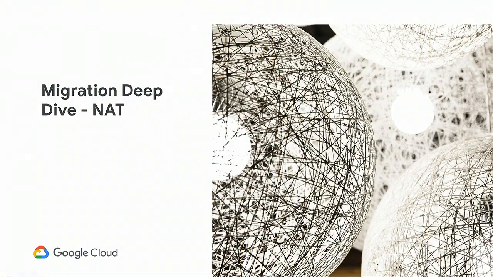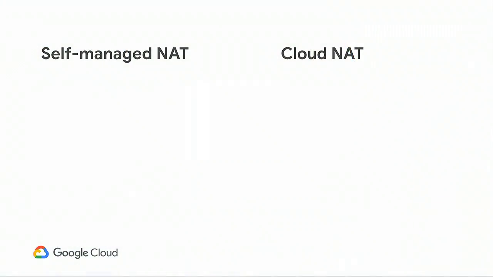Now I want to focus on a particular network service, which is network address translation. The reason I bring this up is because there are a few considerations with its implementation, and I believe it will be useful for you to be aware of them. Firstly, there are two approaches to implementing NAT in GCP. The first one is self-managed NAT, where you run a VM with NAT software, or maybe a Linux VM doing iptables for NAT functionality.